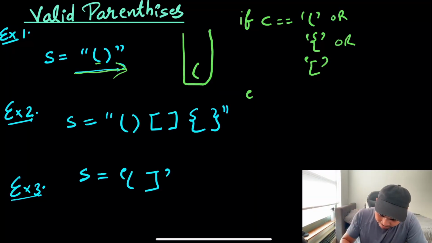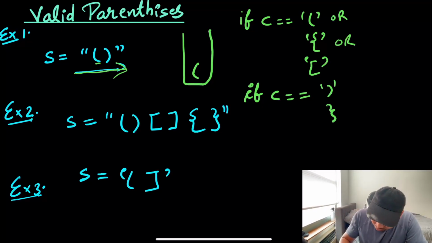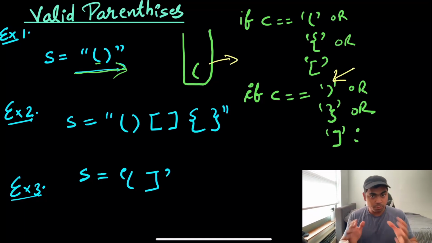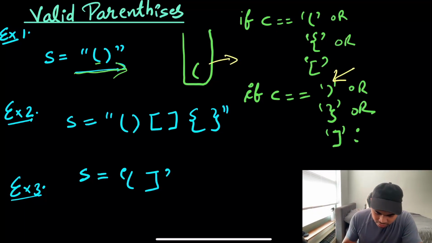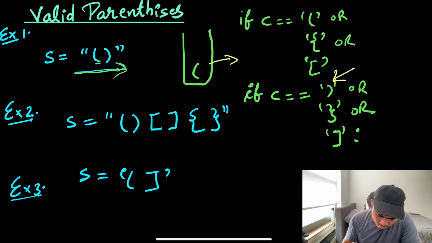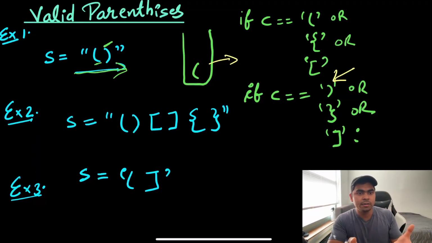But if I'm seeing a closing one, in the else case, either this or this or this, that means I will need to check that there needs to be a value in my stack. If I'm seeing this particular one, I need to pop out a value, and there has to be a value because that's when it will become a valid string. If this didn't exist, that is one case where we are going to return false, because we just saw this particular string, but its corresponding opening bracket did not exist. That means this is going to be an invalid parenthesis combination.